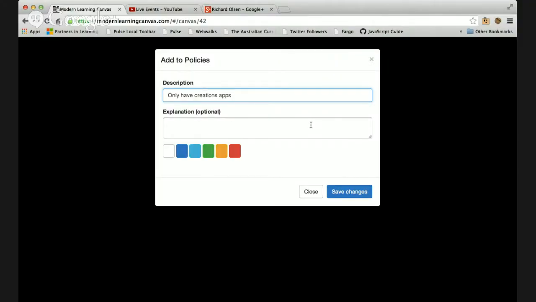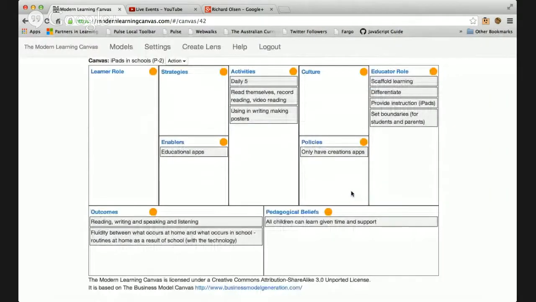Yep, ours is similar. Okay, that's a good one. Only have creation apps. So that's a policy.